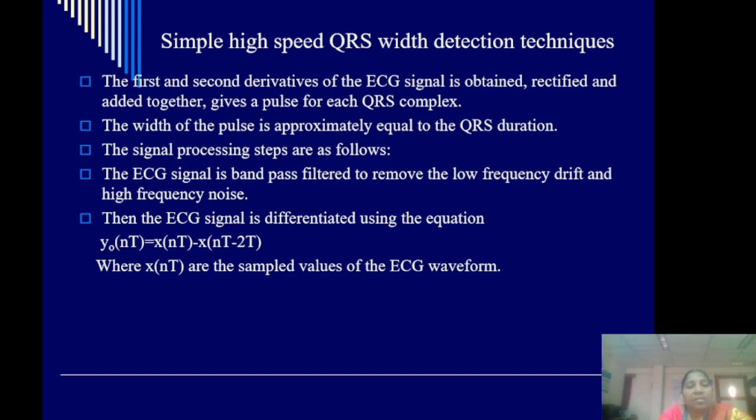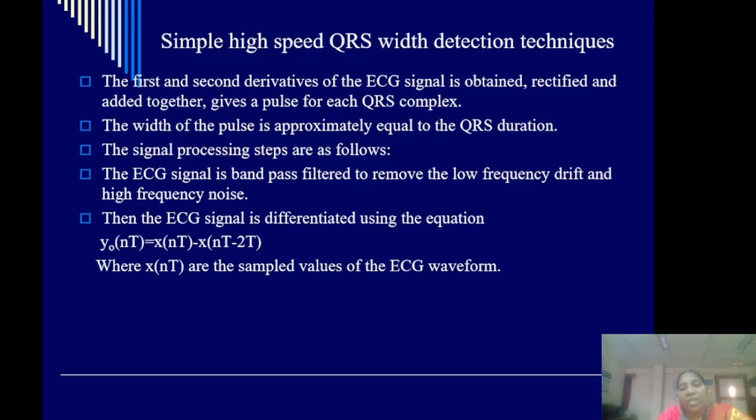Now, the differentiated signal is given by y0(nT) = x(nT) - x(nT - 2T). What is the meaning of this equation? Here nT represents that the signal is already sampled, so at time t equal to n times T, the signal is sampled. The output y0(nT) is equivalent to x(nT), the input ECG signal obtained at that particular instant of time, minus the signal obtained after a 2 second delay. That is why it is represented by nT - 2T.